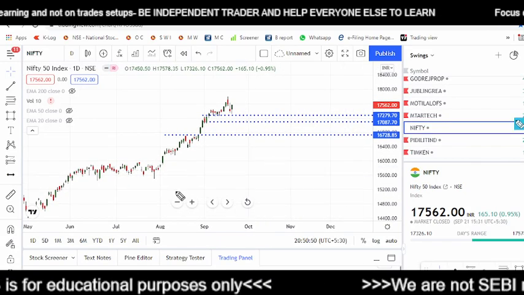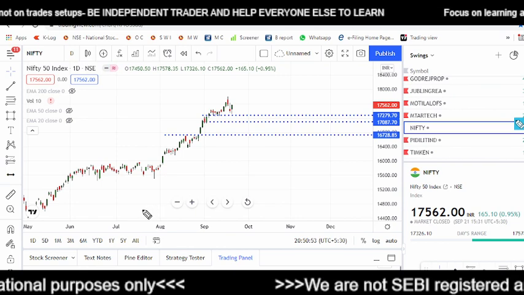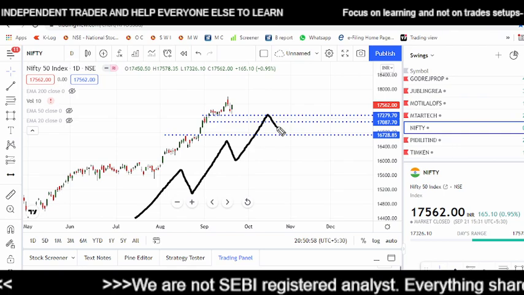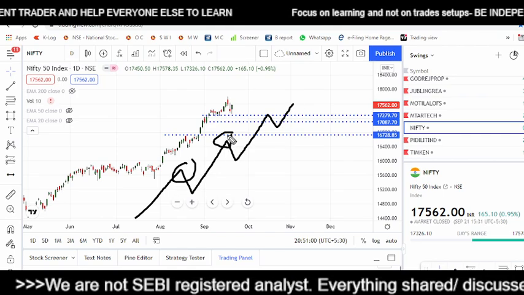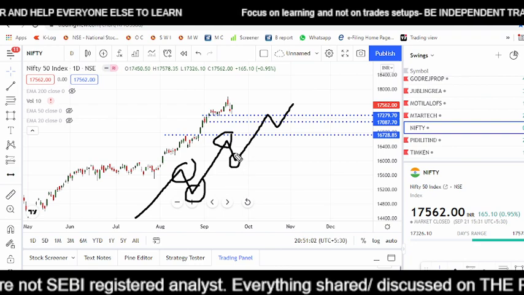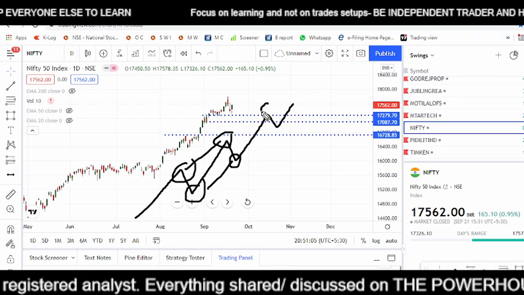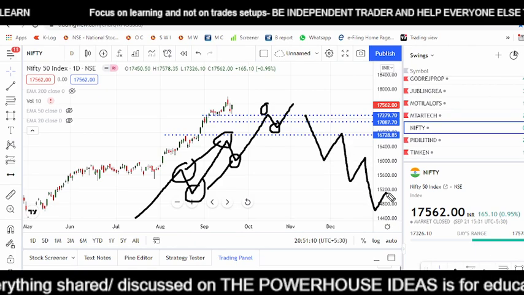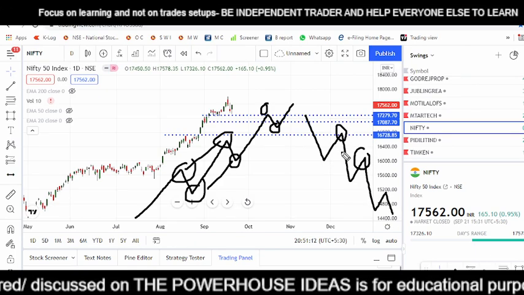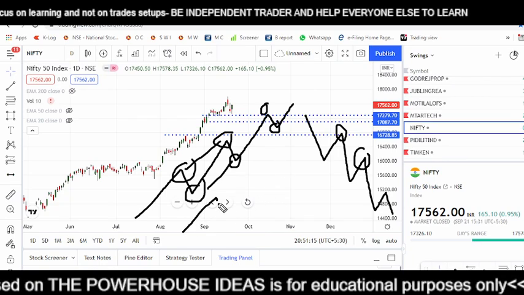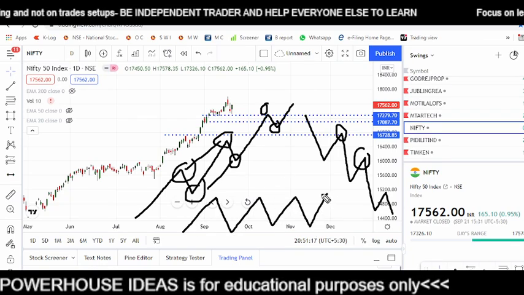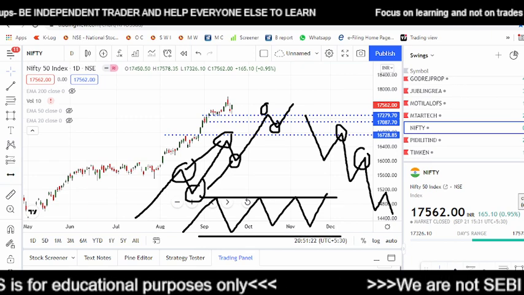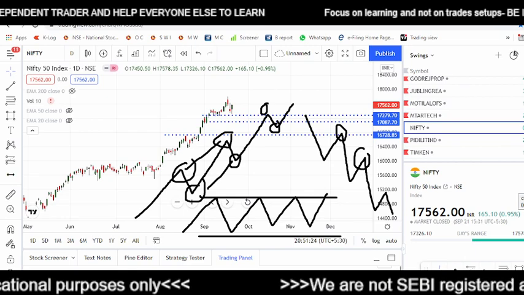For the people who are new on the channel, you should know that when a stock or an index moves, it moves in 3 kinds of trend. The first is the uptrend, which creates higher highs and higher lows. It means the high created is always higher than the previous high, and the low created is always higher than the previous low. Similarly, in a downtrend, it moves in lower highs and lower lows. And the third kind of trend is the sideways trend, where no new high or no new low is created. I'm explaining this because this is needed for understanding the current movement of Nifty.